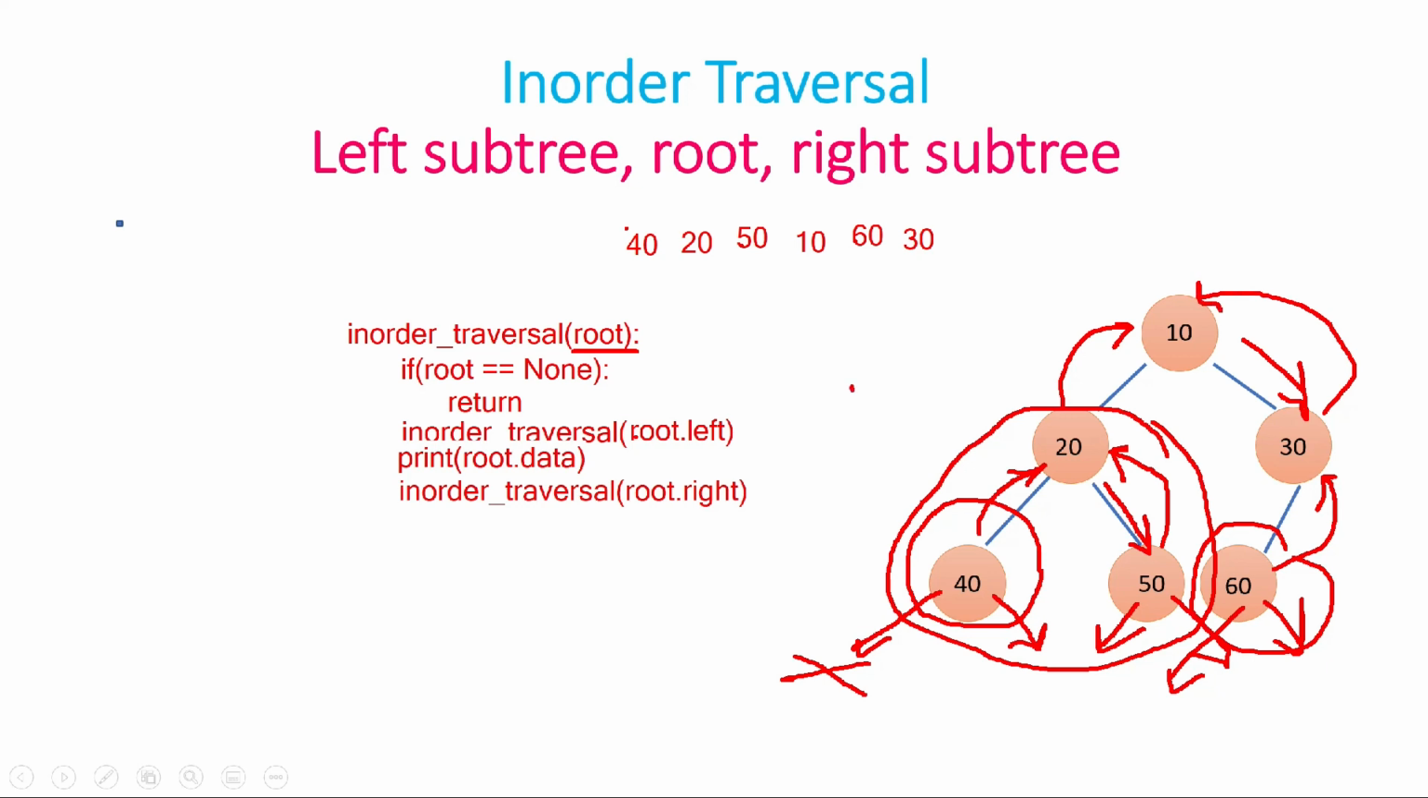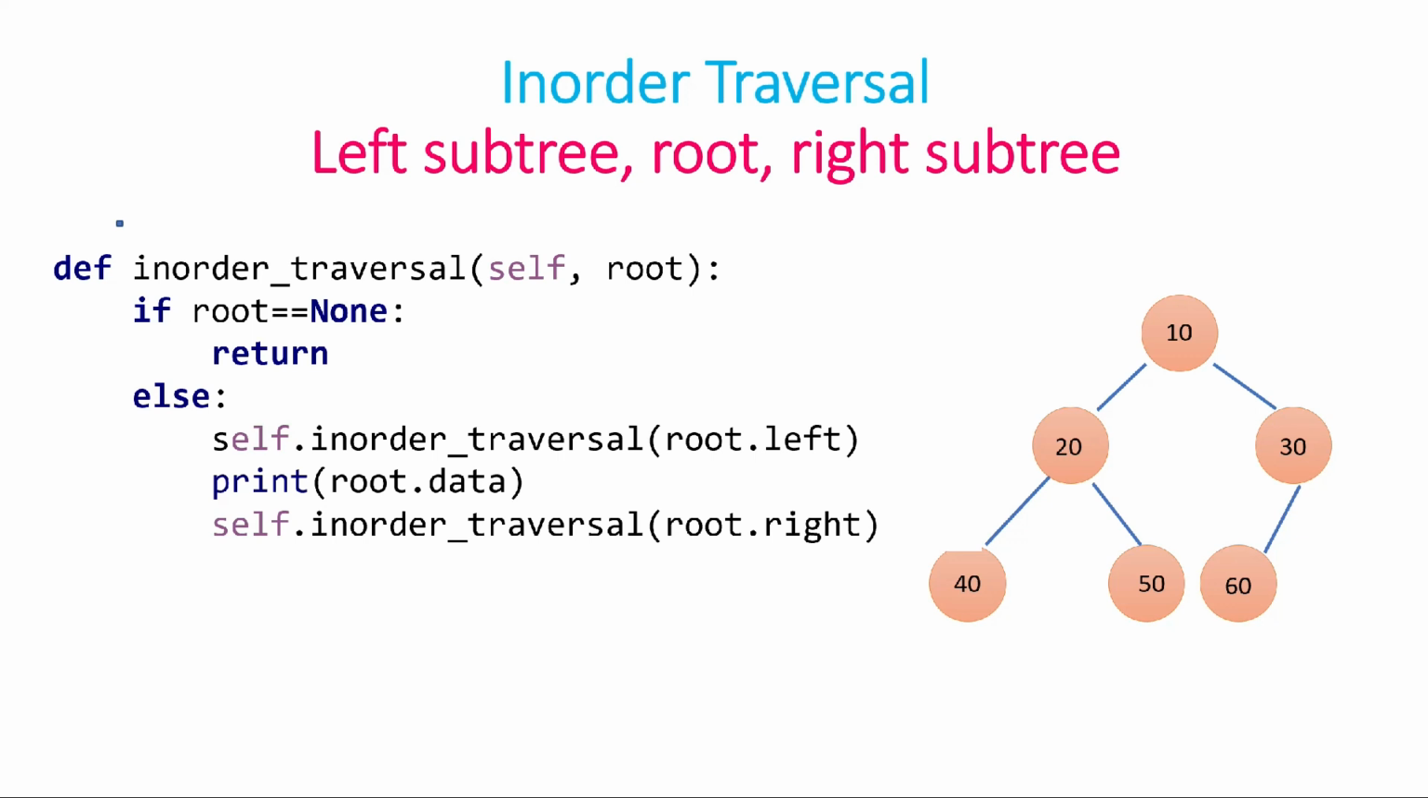So this is the complete method of how we do the in-order traversal. Firstly, we go to the left subtree of each node, then we backtrack, then we print the root, then we move to its right subtree. This is in-order traversal, and that's how we printed its values. Firstly 40, then 20, 50, 10, 60, and 30. You can see here, that's how we'll write the code in Python.